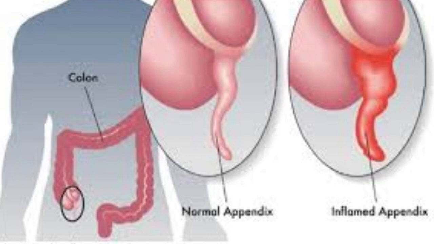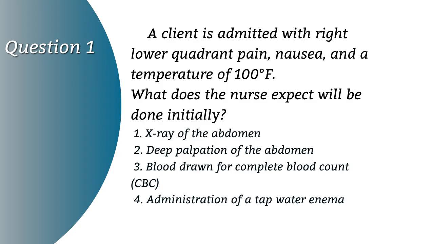So a patient who is having appendicitis, assuming it is appendicitis, with high temperature and nausea, what does the nurse expect to be done initially? Number one, X-ray of the abdomen. Will X-ray of the abdomen be the first thing to be done? A patient who comes to the hospital and presents these symptoms, will the doctor order an X-ray first? Do you think so? Let's hold on.